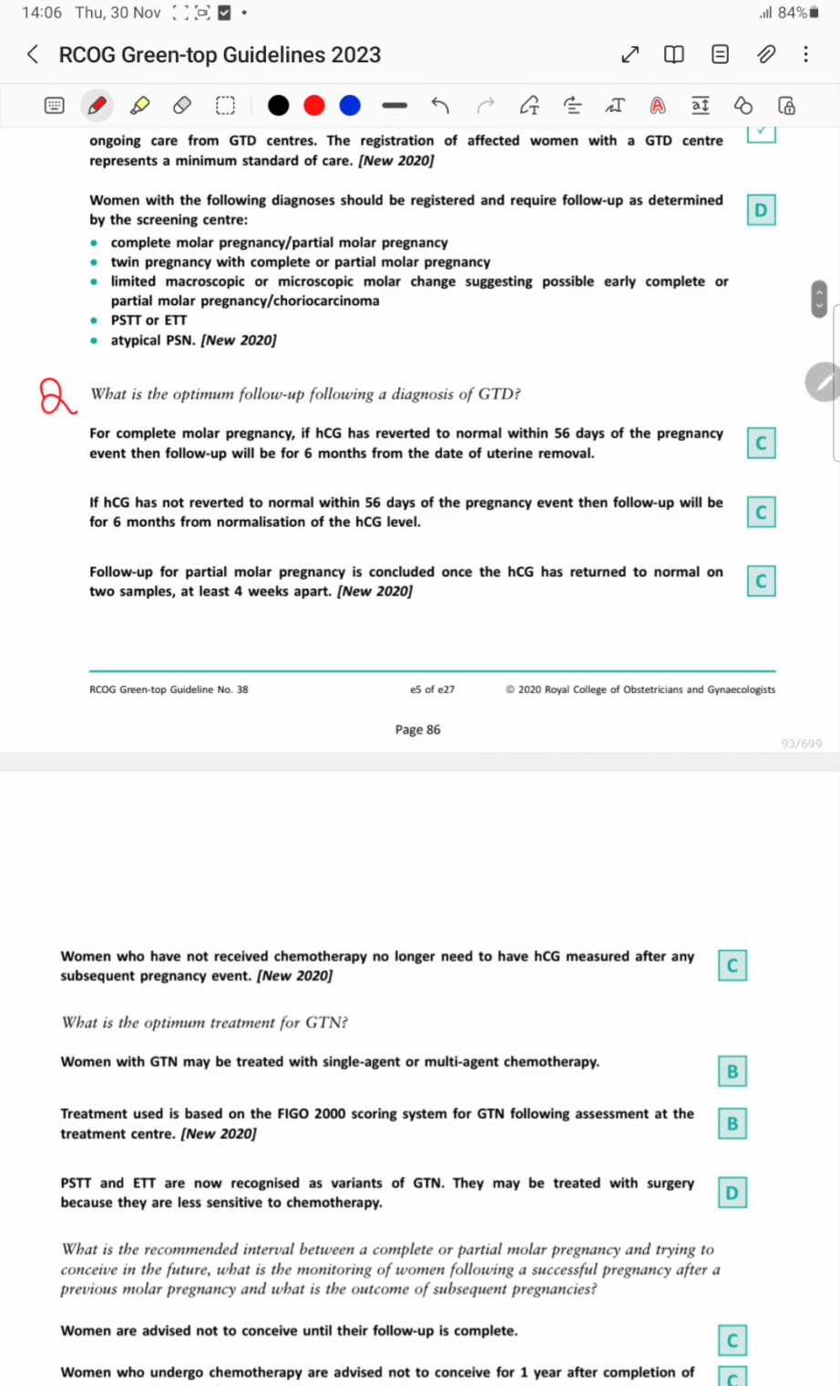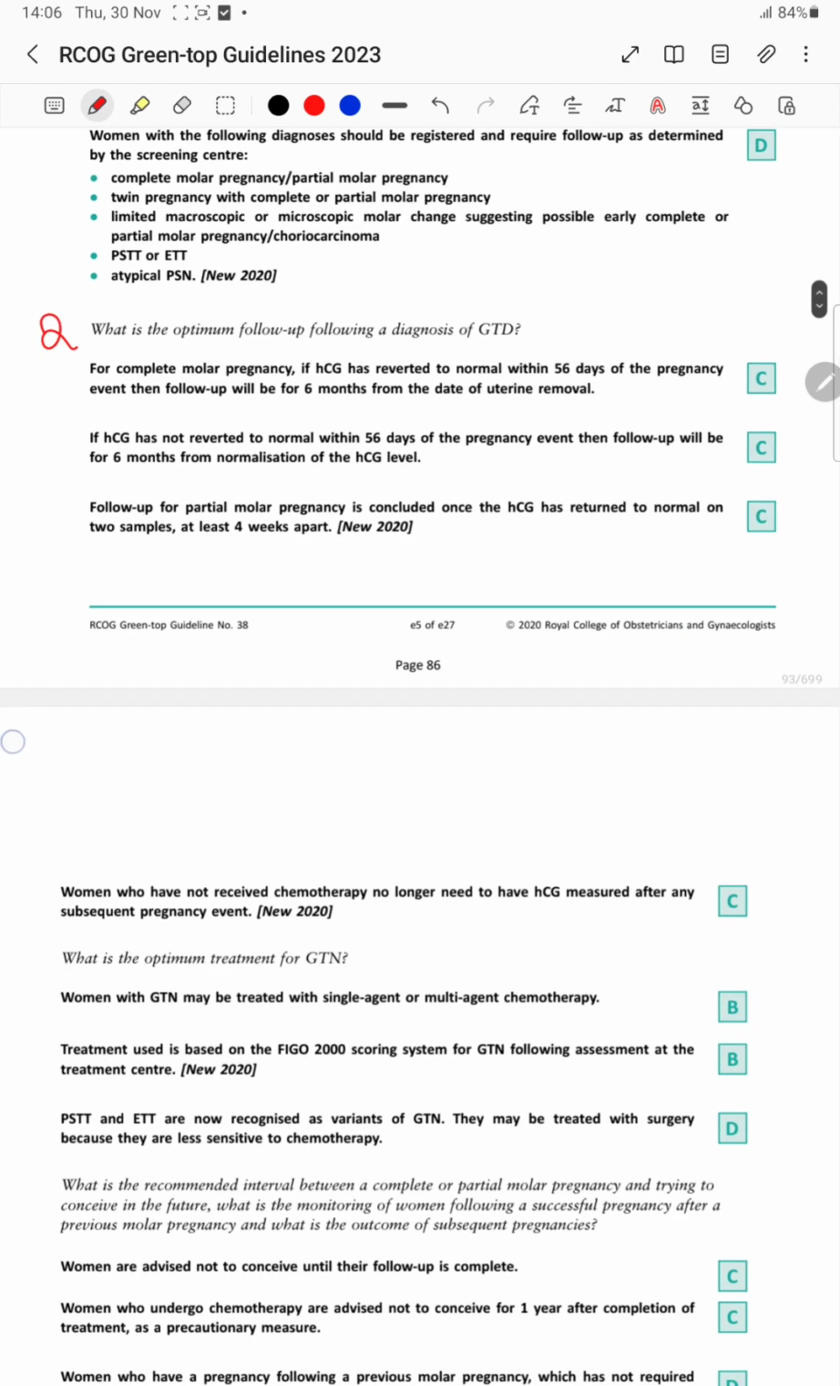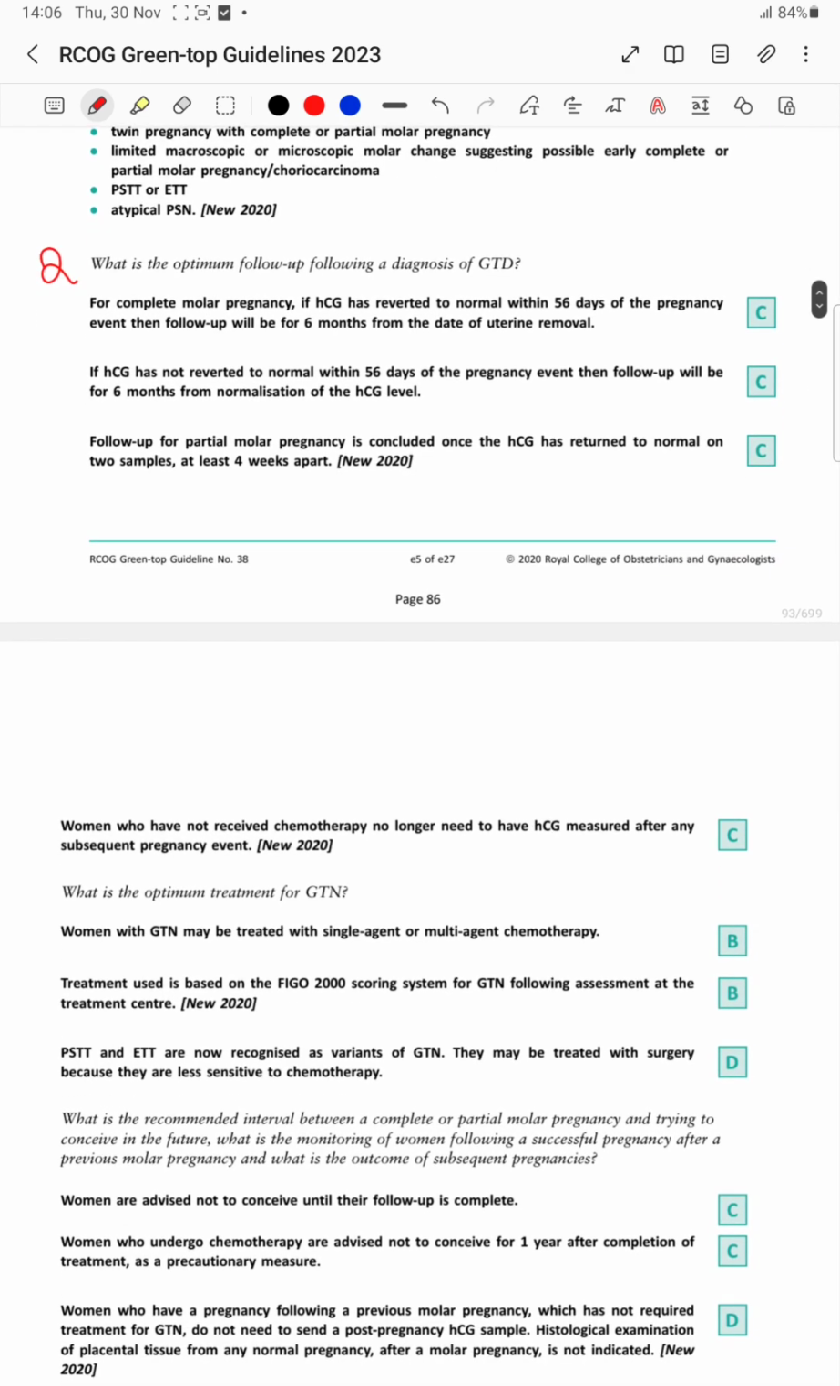What is the optimum follow-up following a diagnosis of GTD? For complete molar pregnancy, if the HCG has reverted to normal within 56 days of the pregnancy event, then the follow-up will be for 6 months from the date of the uterine removal. If HCG has not reverted to normal within 56 days of the pregnancy event, then the follow-up will be for 6 months from the normalization of the HCG levels.